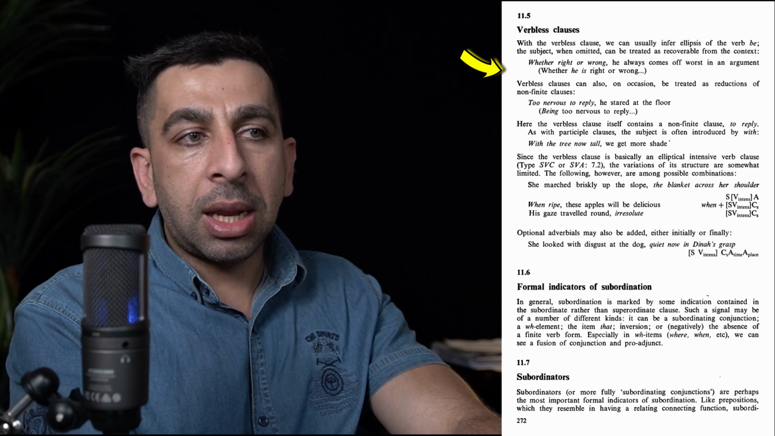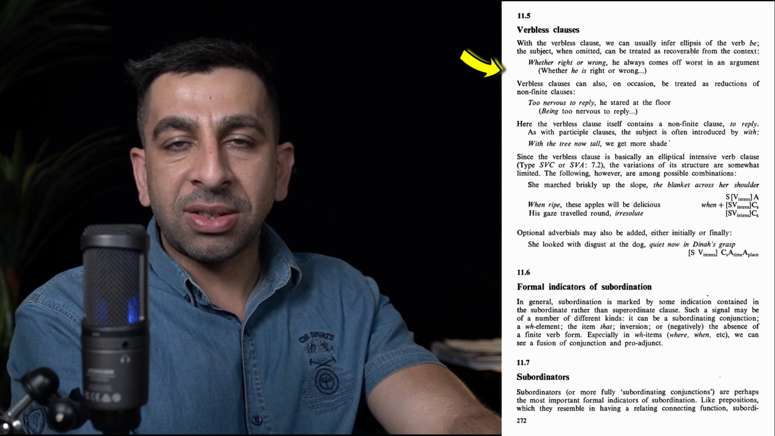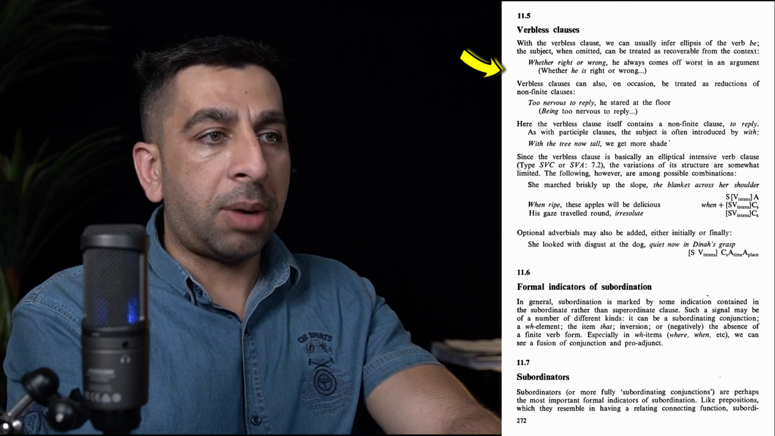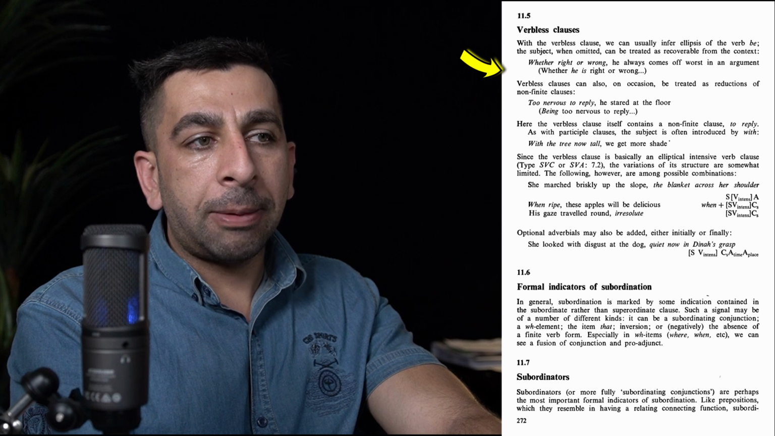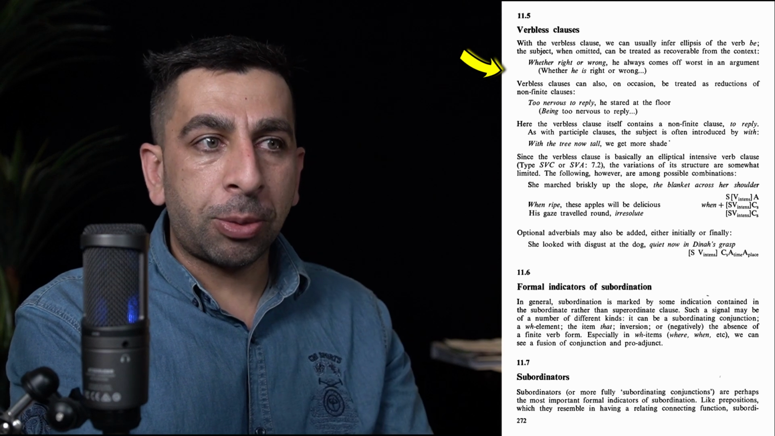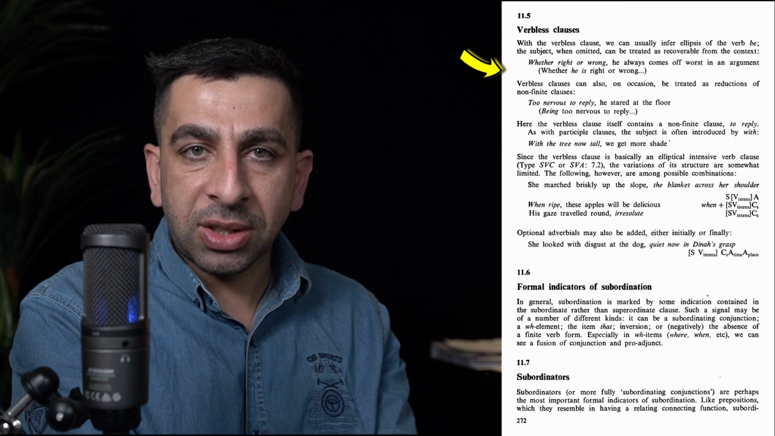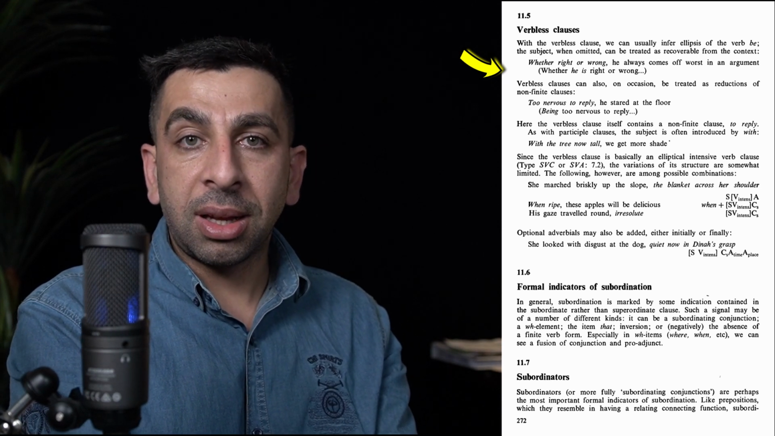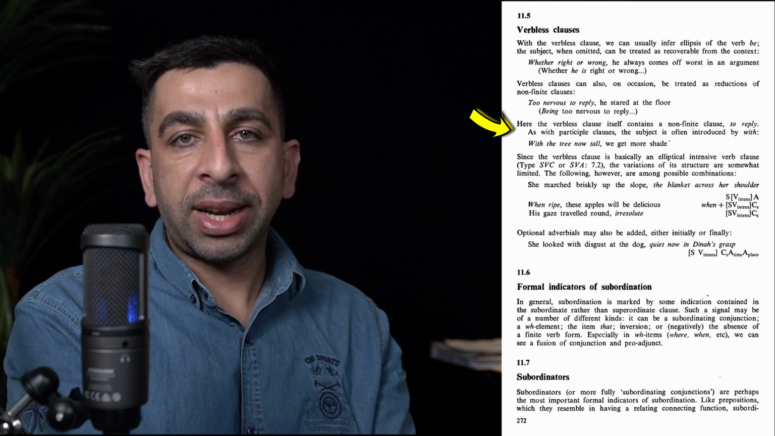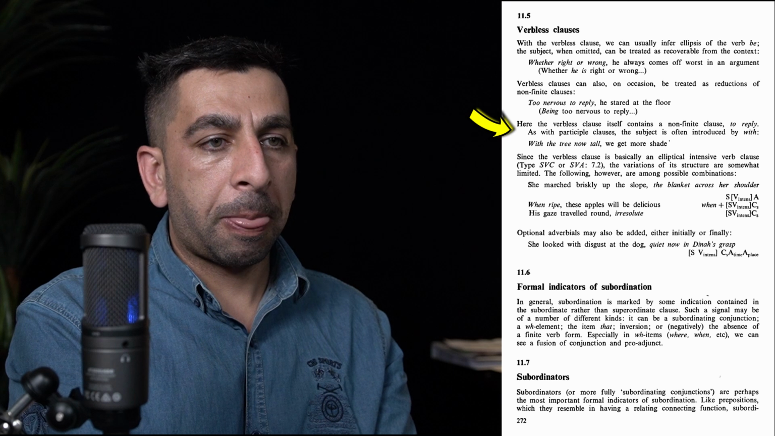Verbless clause can also, on occasion, بعض الحالات, be treated as a reduction of non-finite clause. ممكن هي أصلا تعامل على أنها تقليص أو تصغير للعبارات غير المحددة. مثلا: too nervous to reply, he started at the floor. Being too nervous to reply. Here the verbless clause itself contains a non-finite clause. هي نفسها جملة to reply هي non-finite clause اللي هي infinitival participial non-finite verb phrase أو infinitive phrase.